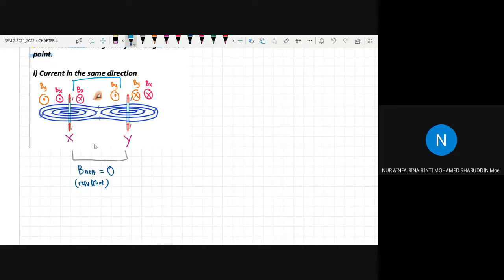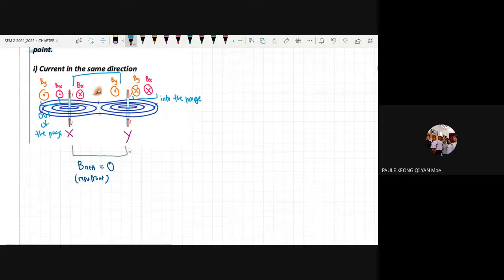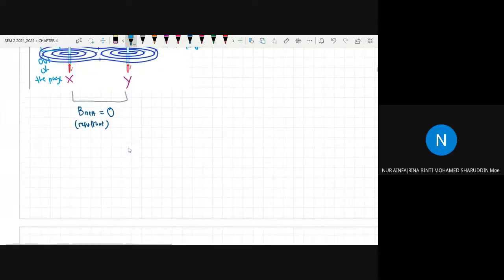Okay. If dua-dua sama, contoh dua-dua masuk, bila masuk, dua-dua akan into the page you punya magnetic field. Okay. Bila dua-dua keluar, maksudnya you punya sum dia akan out of the page. Okay, so bila satu keluar, satu masuk, memang resultant dia equals to zero. Okay ke, Polly? So this is the concept. Thank you, Miss. Okay, so if you want in details, nanti message you ya.